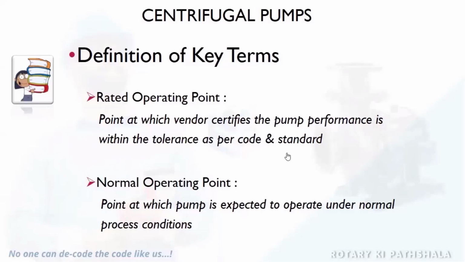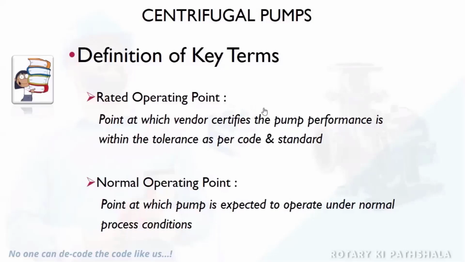Why should we know? For the sake of simplification, I have just considered two key terms here. One is the rated operating point, and the second is the normal operating point. What it says is, the point at which the vendor certifies the pump performance is within the tolerance as per code and standard. So the vendor is giving the performance guarantee at this particular point, which is the rated operating point. Whereas the normal operating point is the point at which the pump is expected to operate under normal process condition. These two points are mentioned in the mechanical data sheet as the rated flow and the normal flow.